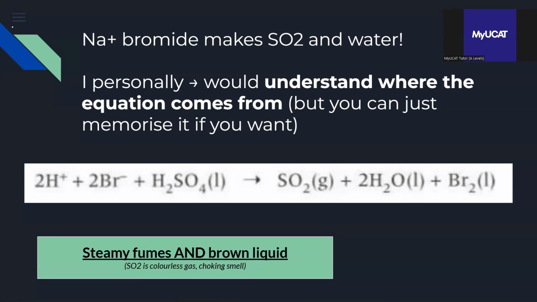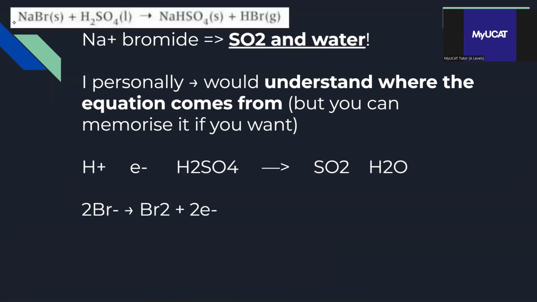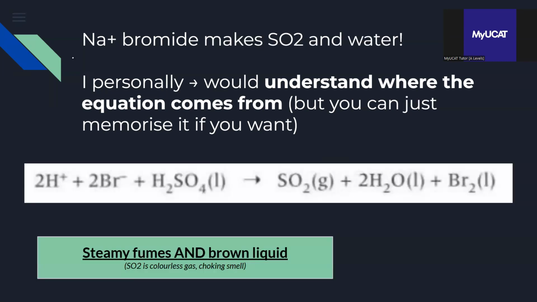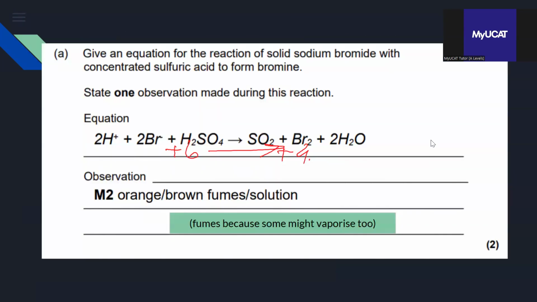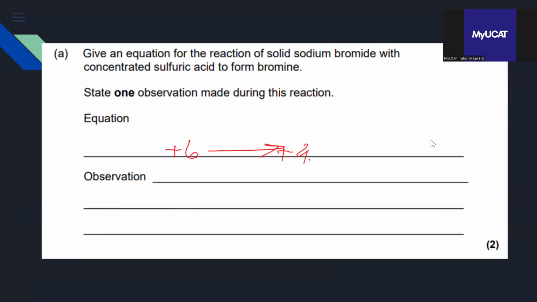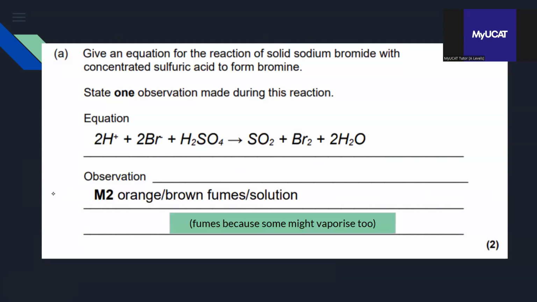So what we're seeing is that sodium bromide can act as a reducing agent, and it can cause the sulfuric acid to go from +6 to +4. So it is going to cause reduction here. Now, if we think about this exam question, what is the equation? Well, it's just the equation we figured out. What is the observation? Red-brown color. So that's what we just worked out.